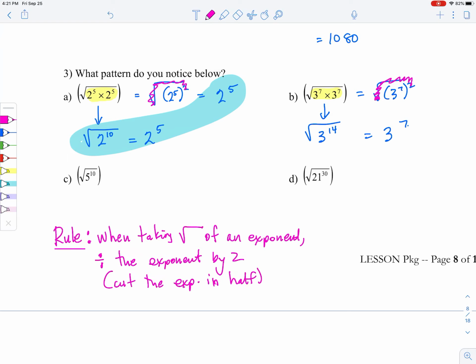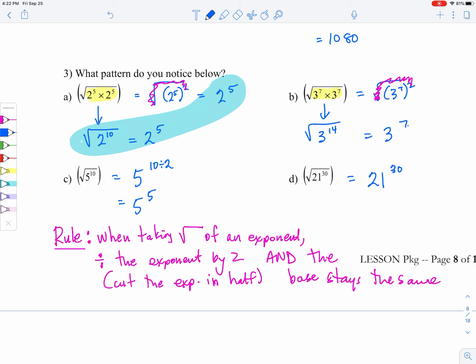And after we do that, the base stays the same. So with our new rule, if I'm taking the square root of 5 to the 10, I'm going to keep the base the same, and the exponent is going to be 10 divided by 2, or 5 to the 5. For D, I'm taking the square root of 21 to the exponent 30, so the base stays the same, but the exponent is divided by 2. So that'd be 21 to the 15.